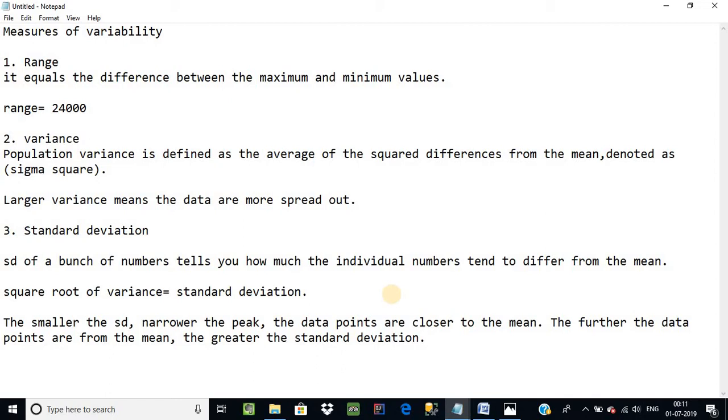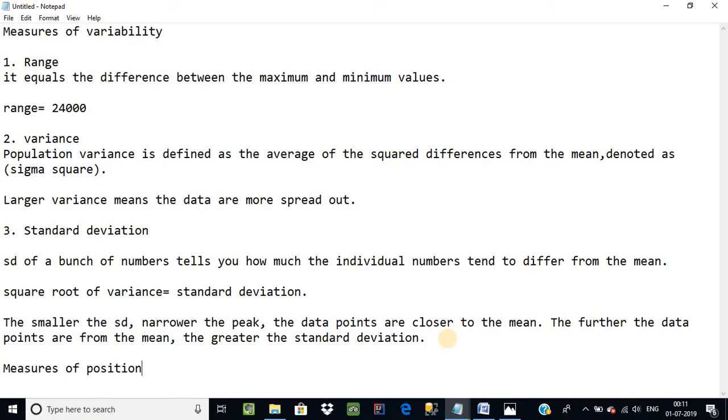Now we will discuss another important concept. We have just finished measures of variability, so let's jog your memories. We have discussed range, variance, and the standard deviation, and that's it in the topic of measures of variability. Now we will discuss another important concept, that is measures of position.